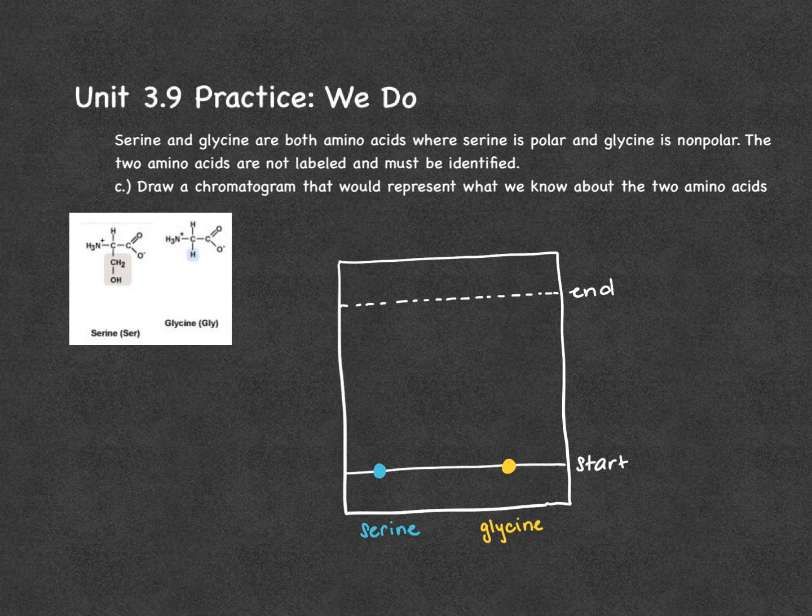So going back to our chromatogram, so looking at serine first, since serine is polar, and as we said, it's going to have a higher affinity for the stationary phase, it's not going to travel as far. So it's just going to travel a slight distance from the starting line, so we can draw it somewhere right about here. And then since our glycine is nonpolar, it's going to have a higher affinity for the mobile phase and less of an affinity for the stationary phase, so it's going to travel farther than the serine. So we can draw our little glycine ending point somewhere around here.